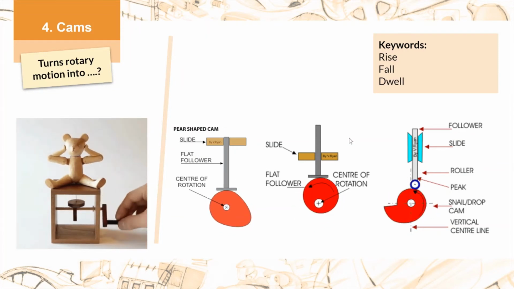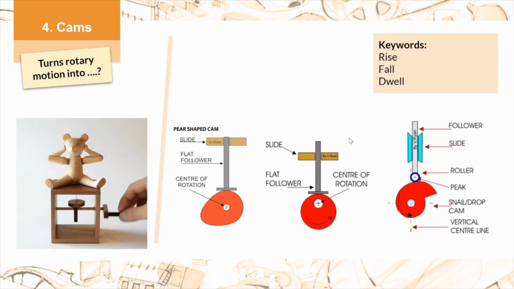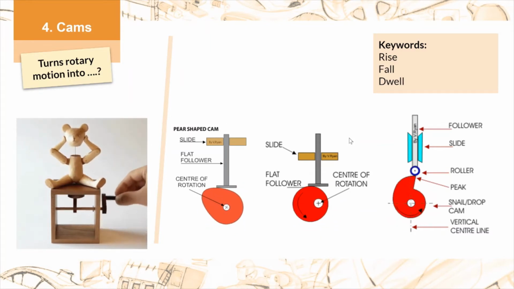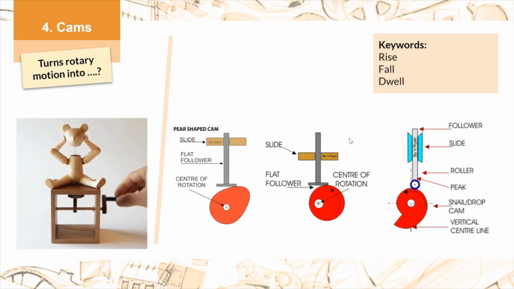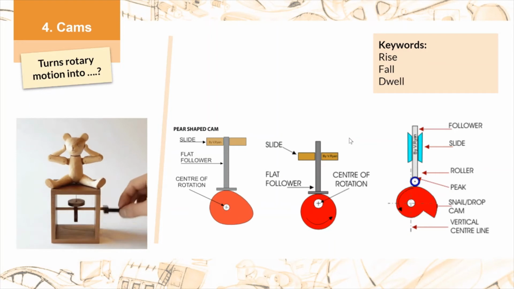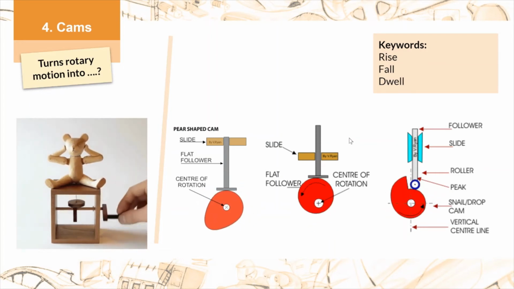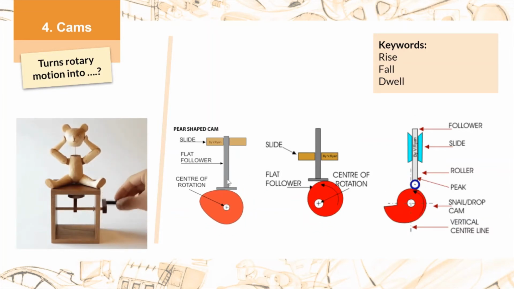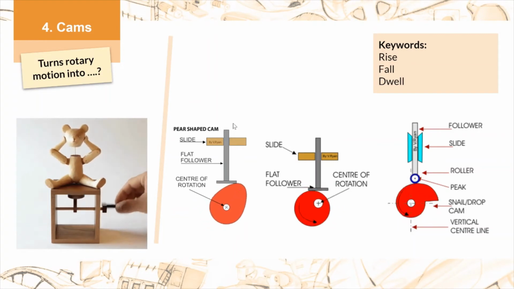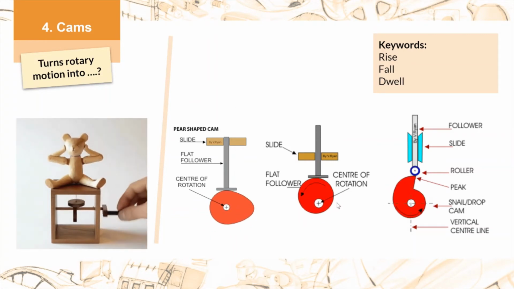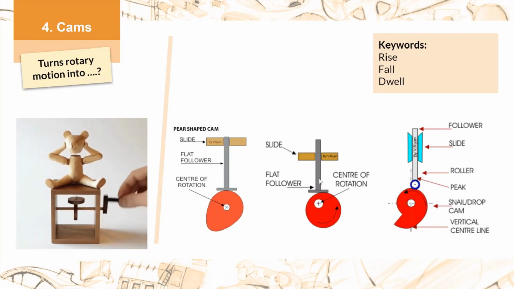So let's have a look at them. What are they doing? They're turning rotary motion into the up and down one. What was the up and down one? Yeah, reciprocating motion. So they're really useful for doing that. Now, a couple of key words we need to look at: rise, fall, and dwell. These describe the motion of the cam follower here. This grey thing that is sitting on top of the cams is called the cam follower. Let's start with the center one. The rise is when it goes up.